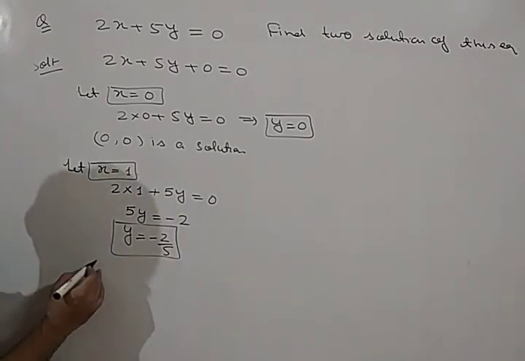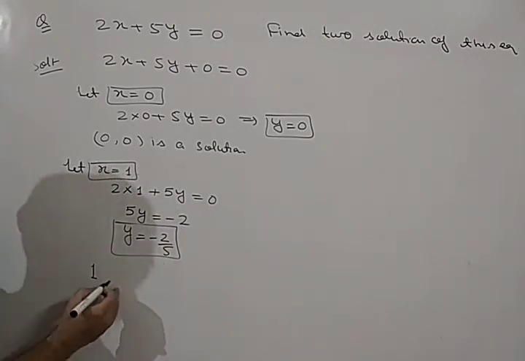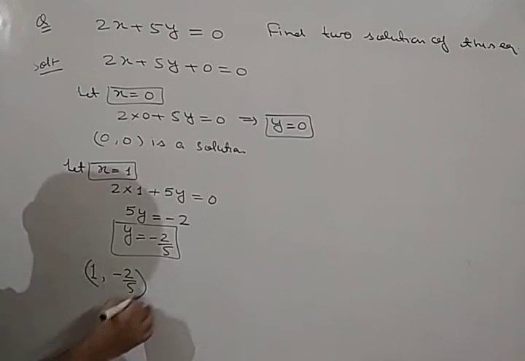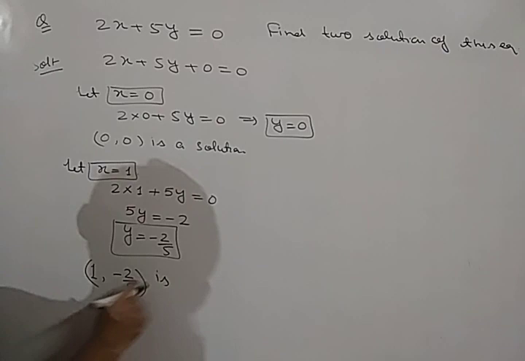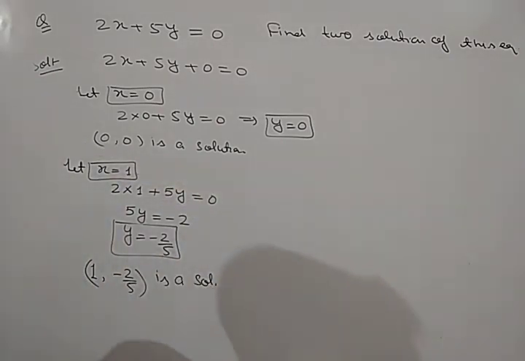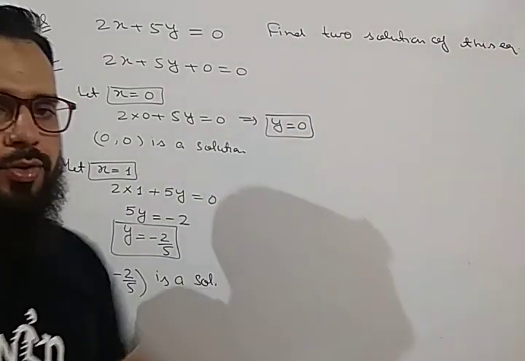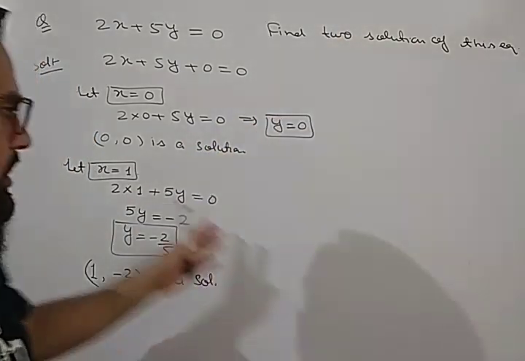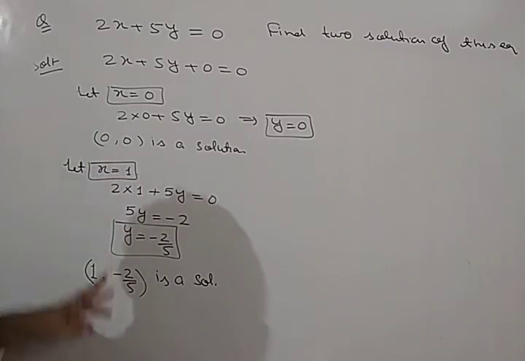So what will be the solution? Now writing it in terms of ordered pair, (1, minus 2 by 5) is a solution. This is our second solution. So we have to find only two solutions, and we have found the two solutions. You can find more solutions also, but in the question only two solutions are given. So these are the two solutions, (0, 0) and (1, minus 2 by 5). Note it down.